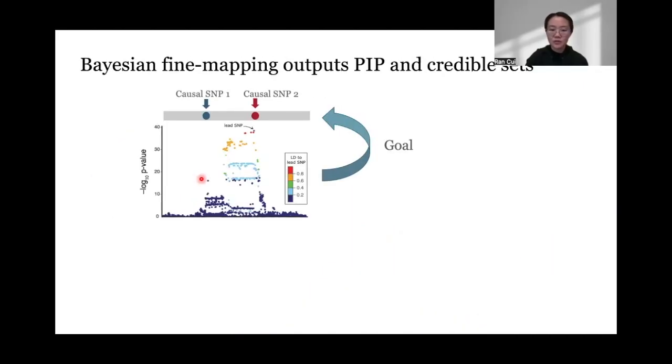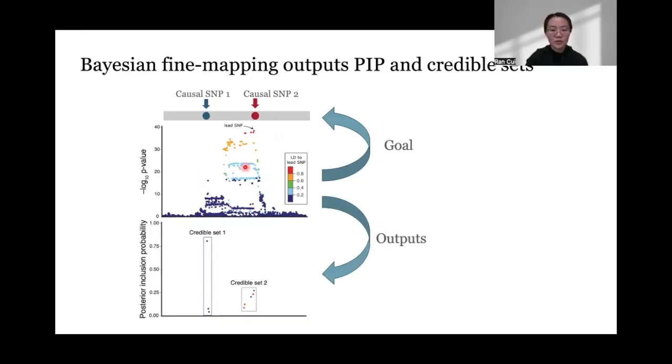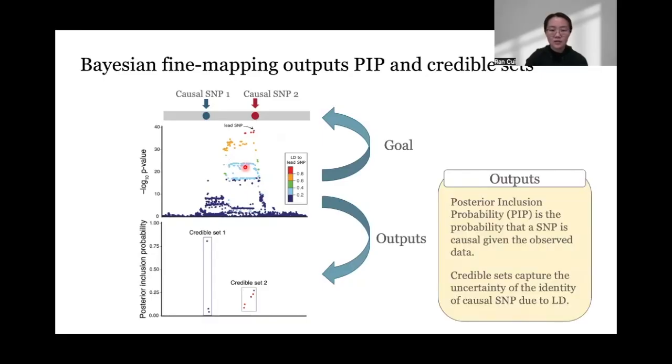So how does fine mapping do this? How does fine mapping quantify causality? It's through two concepts. We will focus on Bayesian fine mapping methods in this lecture because they are more commonly applied. Fine mapping outputs two quantities. One is called the posterior inclusion probability, or PIP, and it is the probability that a SNP is causal given the observed data. Every SNP will be assigned a PIP in the typical fine mapping method. In this plot, you can see that PIP is plotted on the y-axis. There are some high PIP SNPs and some low PIP SNPs.